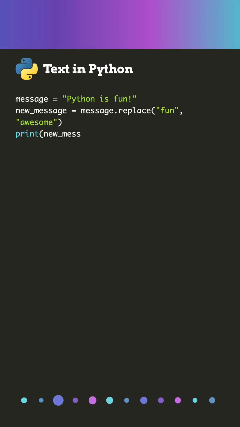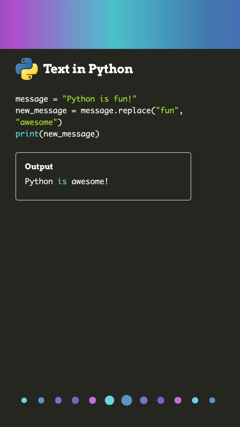Strings are immutable, meaning their contents cannot be changed after creation. However, we can create new strings from existing ones. Here we use the replace method to create a new string called newMessage, replacing fun with awesome.